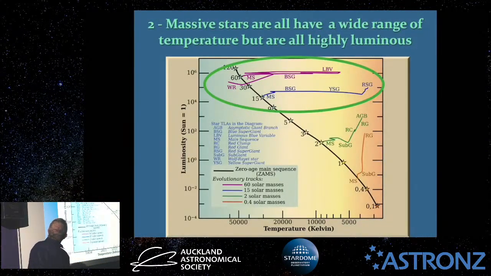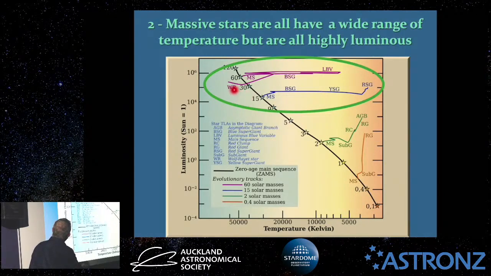So here is your main sequence. Point number 2, again, is massive stars all have a wide range of temperature and are all highly luminous. They're all bright. So here is your Hertzsprung-Russell diagram. Here is your main sequence running up, full of all your dwarfs. And I've circled here, here's your cutoff point, about 8 solar masses is roughly about there. And I've circled it all here. So all these stars here are all called massive stars.